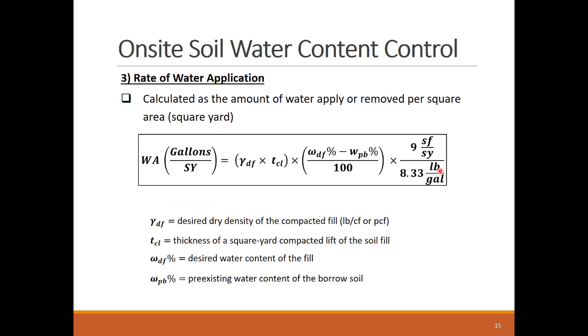After calculating the total volume of the water application, we need to calculate its application rate to communicate to the water distributor driver how many gallons to spray in every square yard. The formula for the water application rate looks similar to the one we had for the volume calculation, but we use the thickness of the fill instead of the volume as we adjust the units from square foot to square yard.